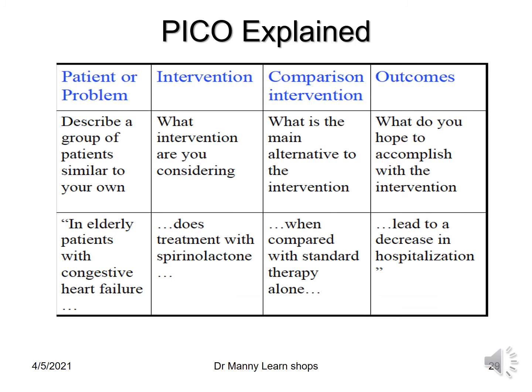Explain further. Patient or problem? This describes a group of patients similar to your own possibly. What's the intervention that you're considering? What are the main alternatives to the intervention? What do you hope to accomplish with this intervention? So for example, in elderly patients with congestive heart failure, they're on a diuretic. Does the treatment with spironolactone, furosemide, does it work? Then you compare it with standard therapy alone, which could mean fluid restriction. Then it leads to a decrease in hospitalisation, or it doesn't have any effect as an outcome.